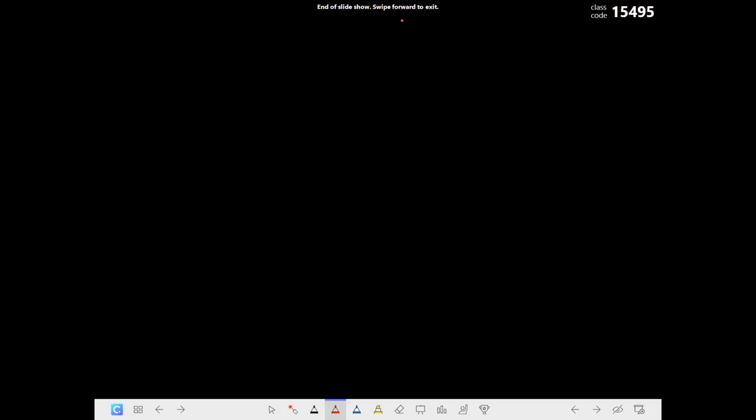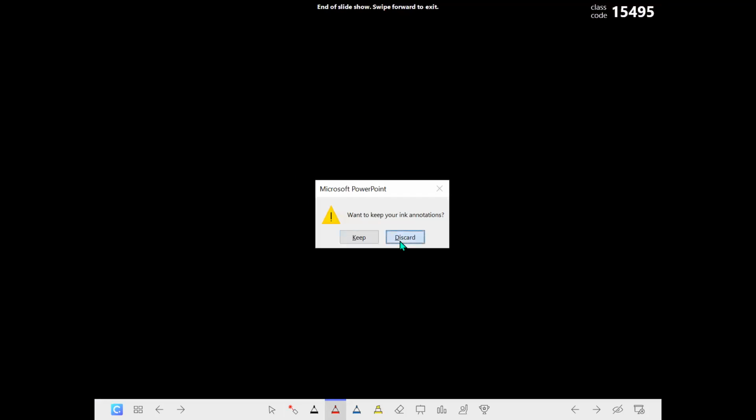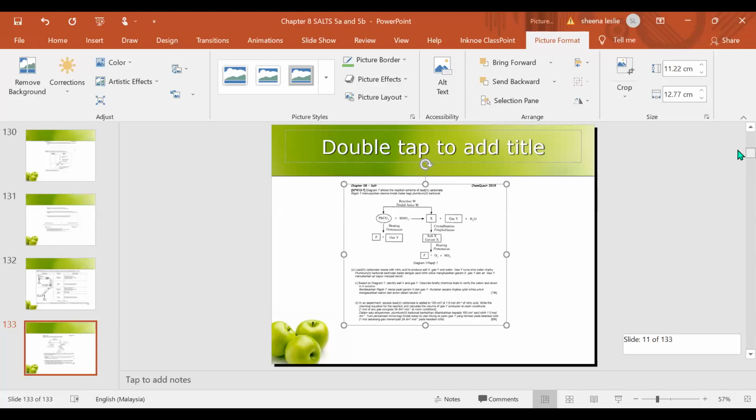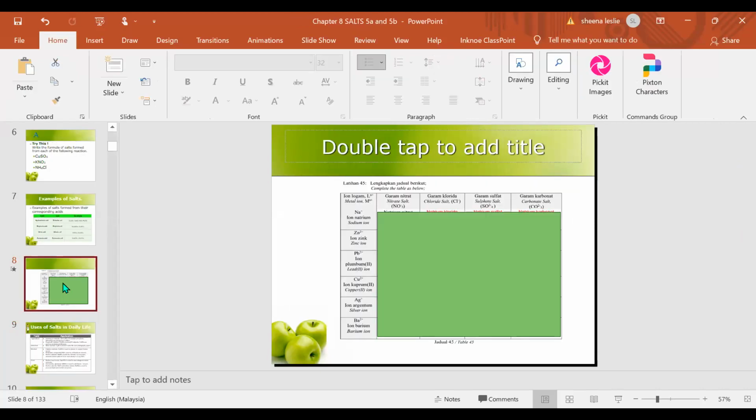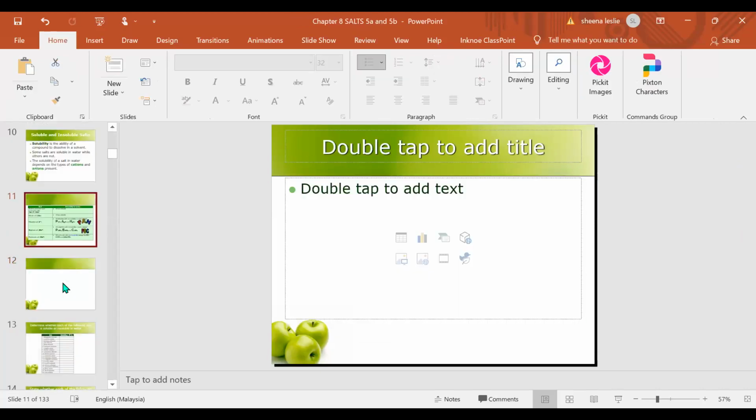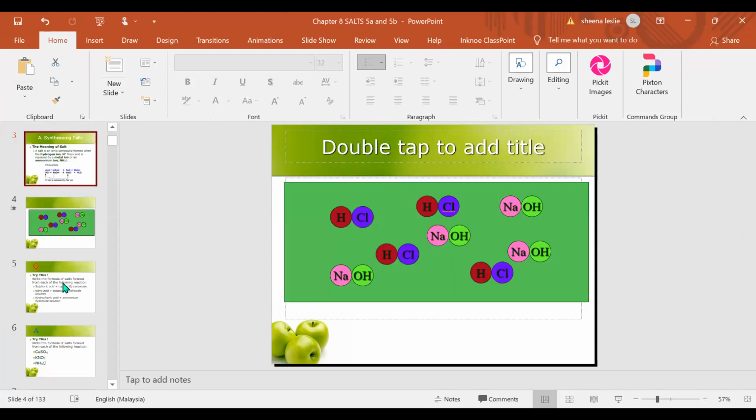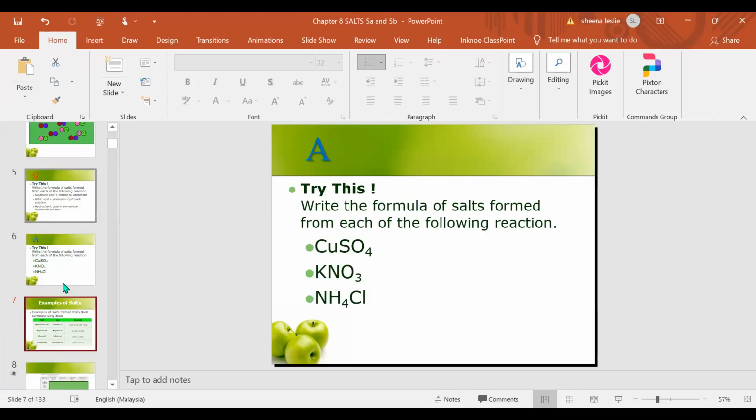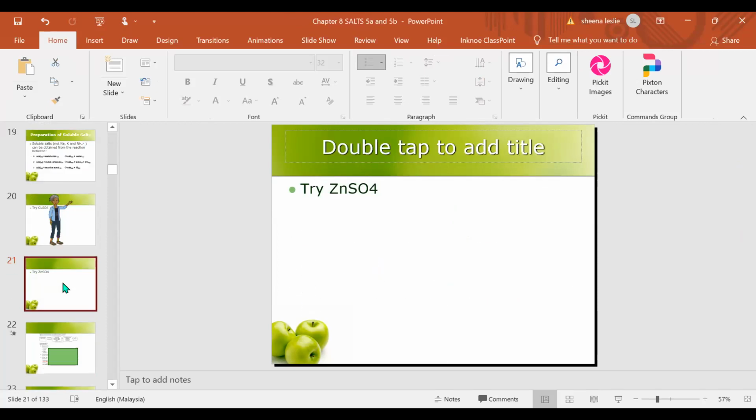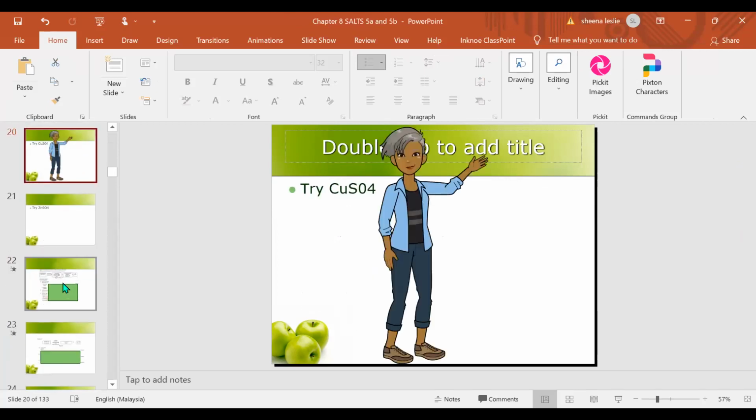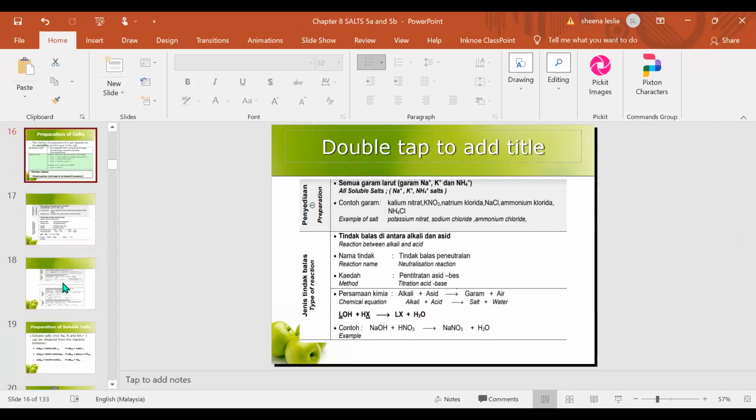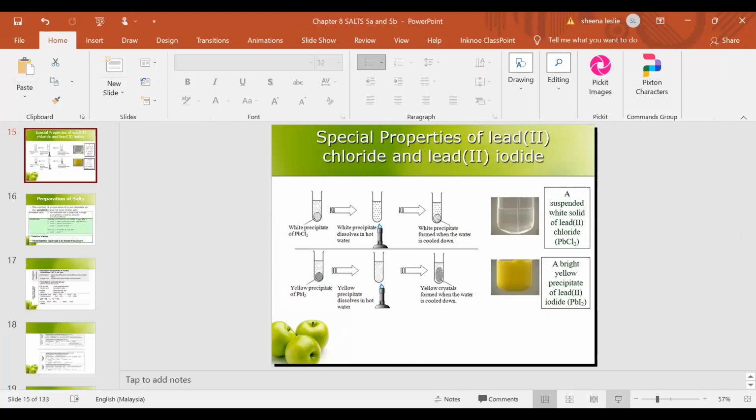I will bring you to that slide. We are done for today's lesson. But let me show you that slide because that is a very famous SPM question as well. So you should know that. Let me bring you to that slide. Yes, there you go. So remember, lead 2 iodide and lead 2 chloride.